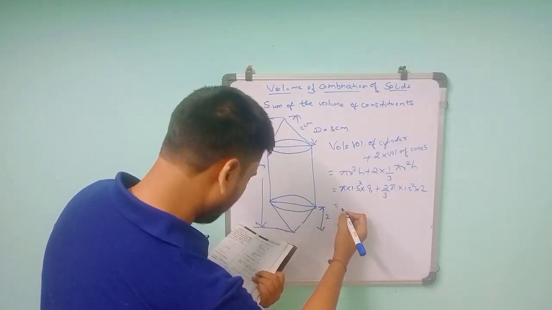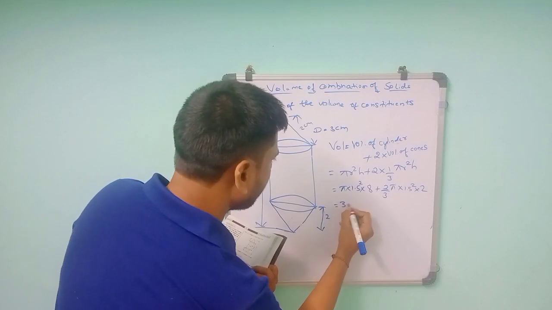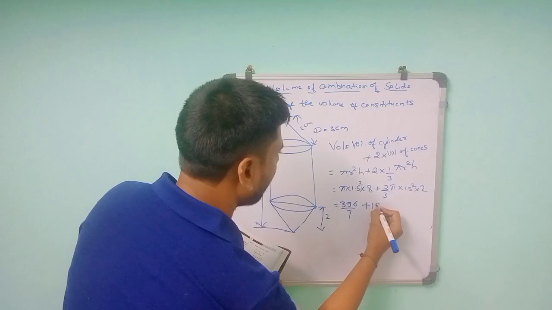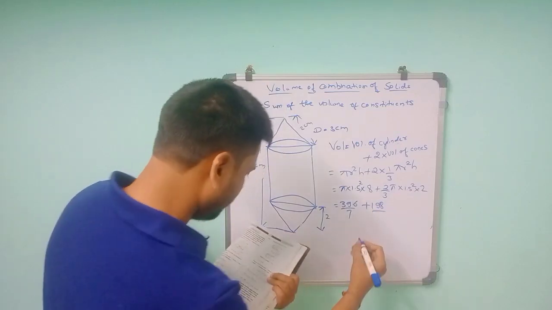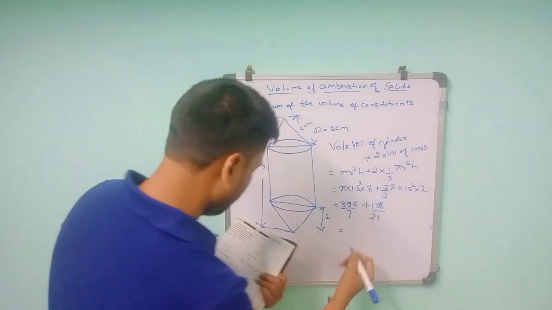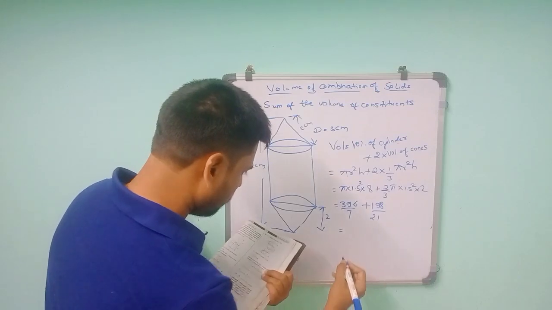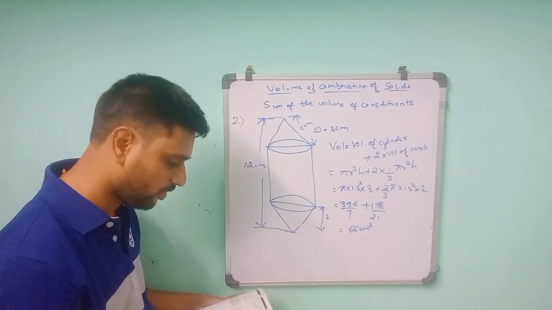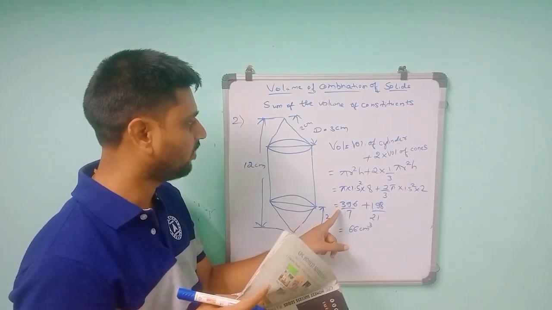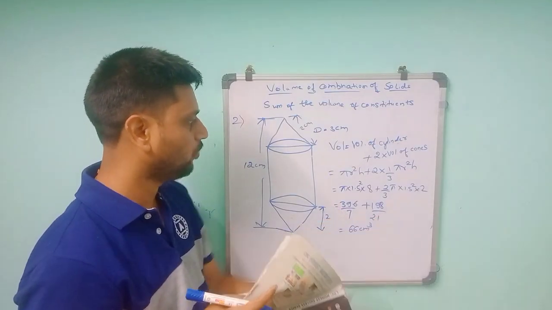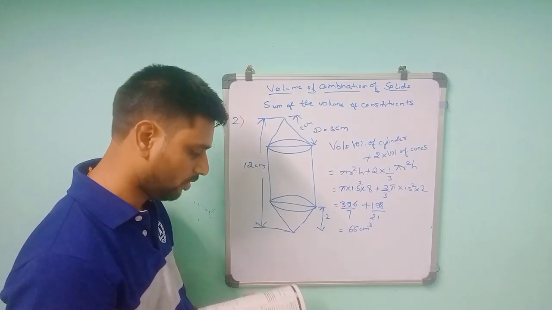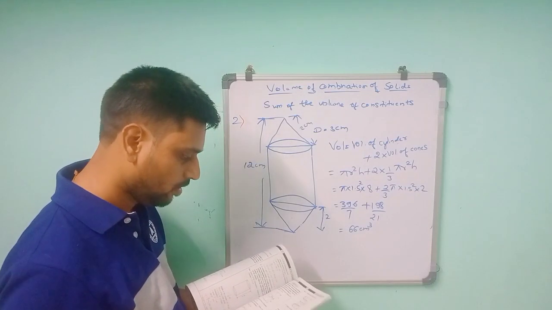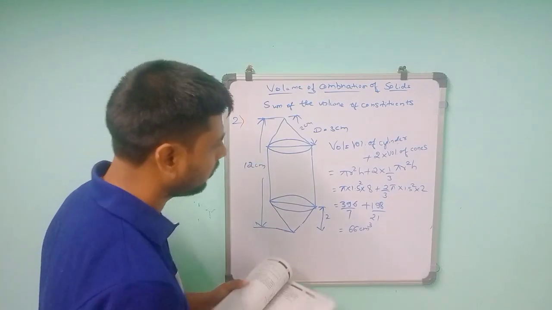After calculation you will get 396 by 7. This is the first part. Then 198 by 21. So the total will be 66 centimeter cube. After the calculation of the first part you get 396 by 7, then this is 198 by 21, because the pi value you have to take is 22 by 7. So you get the last answer, 66 centimeter cube.